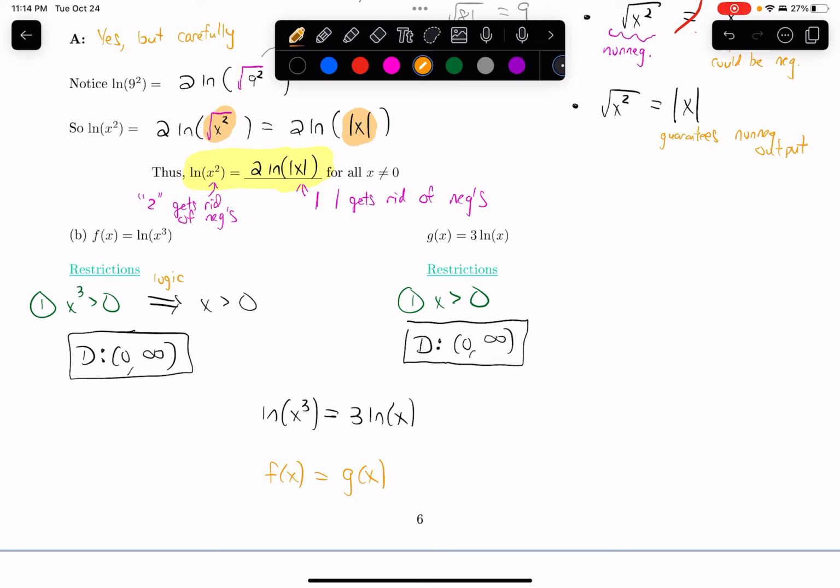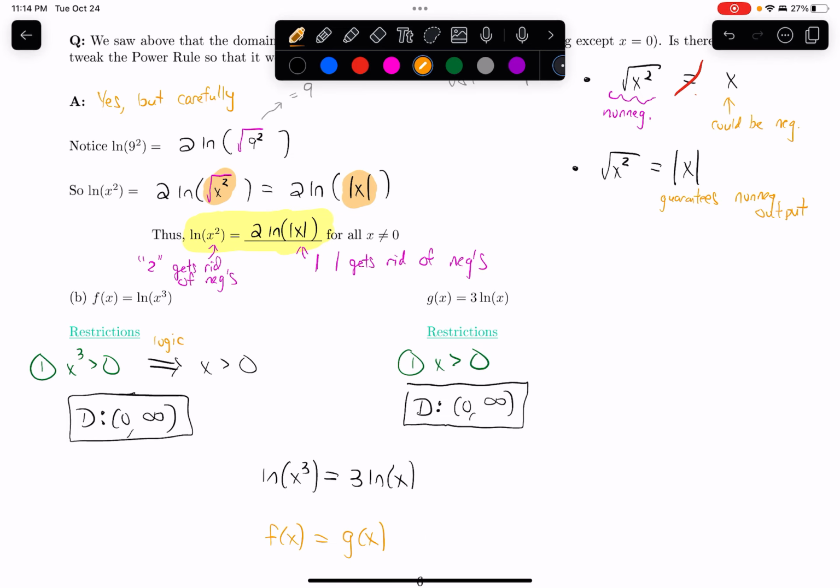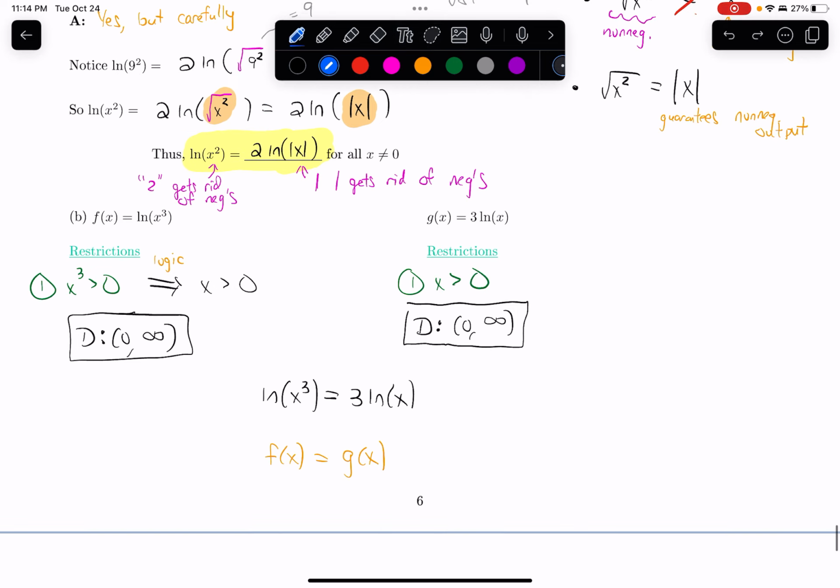Okay, which makes this one different than the previous example. I might ask the question, wait, does this kind of check out with this explanation I was giving about the power rule with x squared? So let's investigate that.